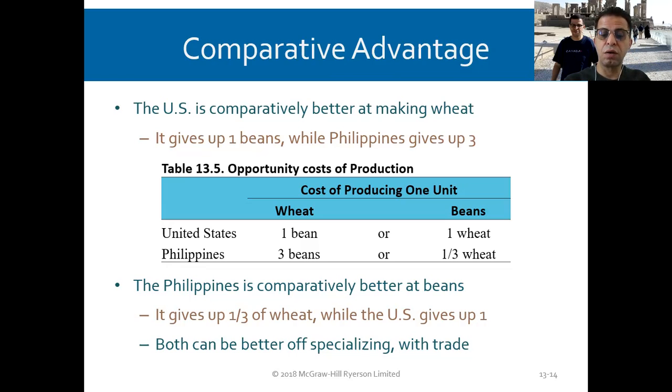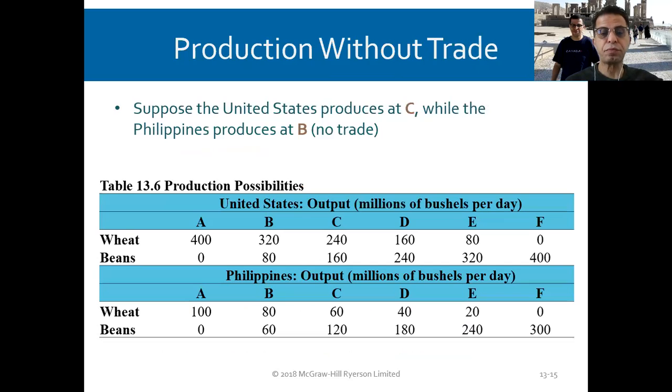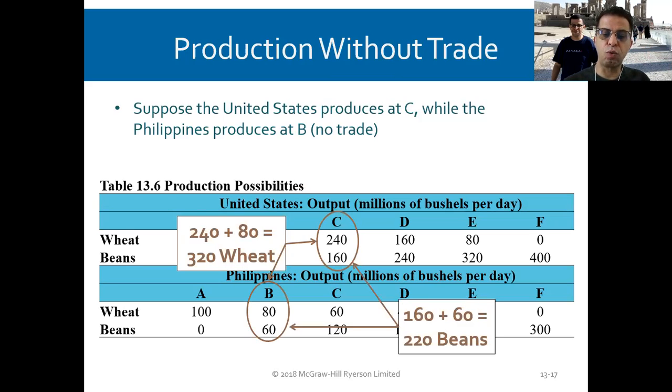So both can trade, or both can be better off specializing with a trade. In other words, in production without trade, suppose that the United States produces at C while the Philippines produces at B, and there is no trade. The United States produces 240 million wheat and 160 million beans, and the Philippines produces 80 wheat and 60 beans. Let's assume the quality is similar and there is no preference.